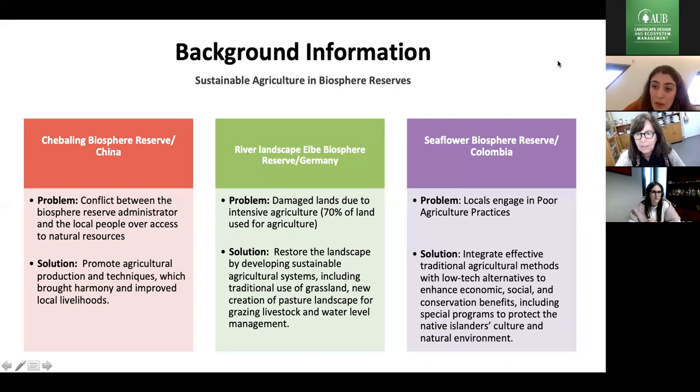Now, if we look at Colombia, the Seaflower Biosphere Reserve, we can see that the problem there was that locals were engaging in very poor agriculture practices. So what they did was integrate effective agriculture methods with very low-tech alternatives in order to enhance the socioeconomic and conservation benefits for the locals.